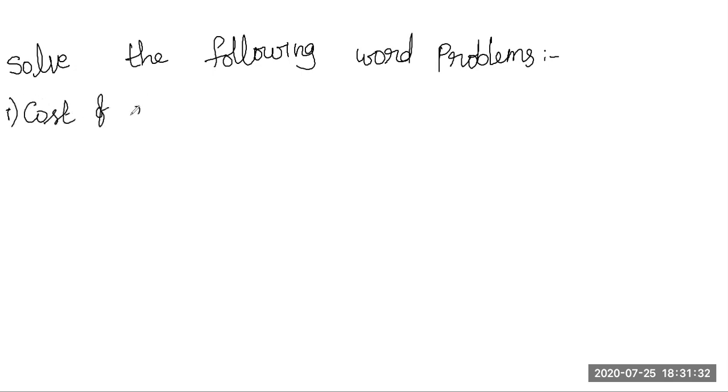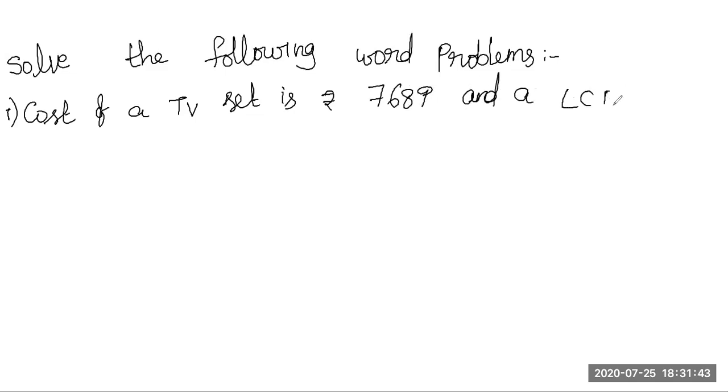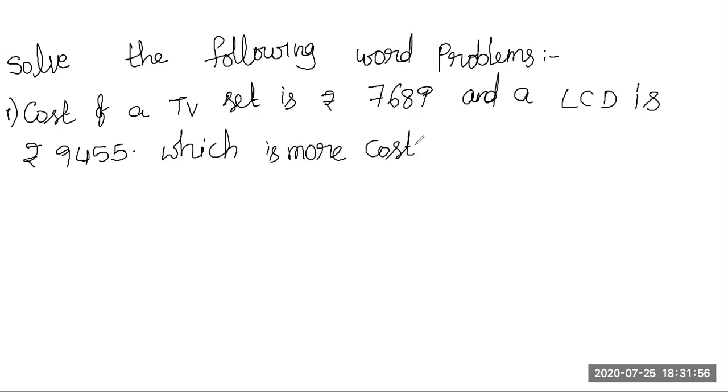Cost of a TV set is 7,689 rupees and a LCD is 9,455 rupees. Which is more costly and how much? So here they are saying that TV set cost is 7,689 and LCD cost is 9,455 and which is more.